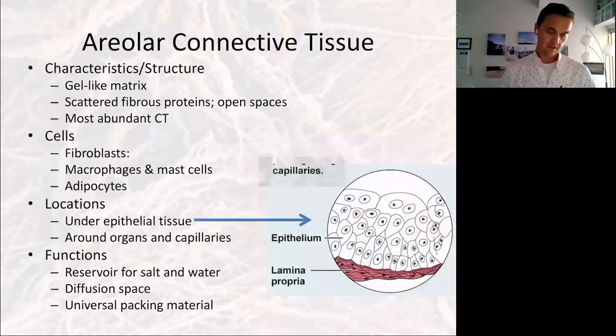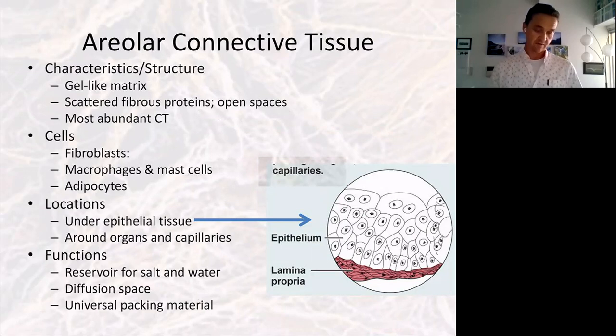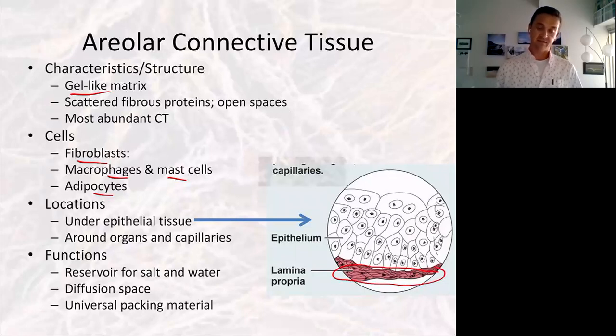Okay, next one is called areolar connective tissue. Areolar connective tissue has a more gel-like matrix. The cells we find in there are fibroblasts, macrophages, and mast cells, as well as adipocytes. The locations, we would find this underneath epithelial tissue. So this is part of that basement membrane that we're talking about. So very, very common type. This is the most abundant type of connective tissue in the body because it's underneath all of that epithelial tissue everywhere throughout the body. We also find it around organs and capillaries.